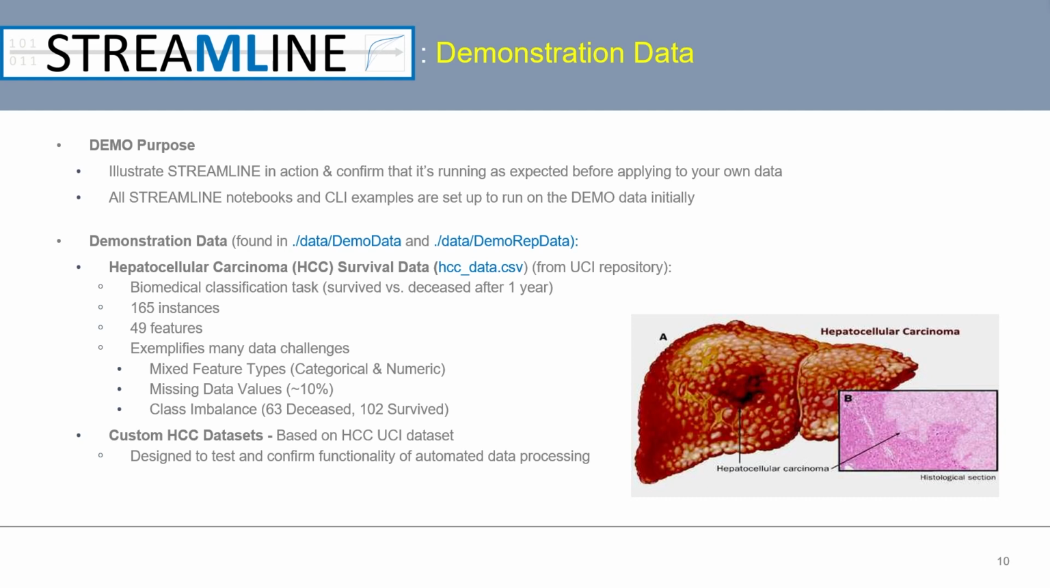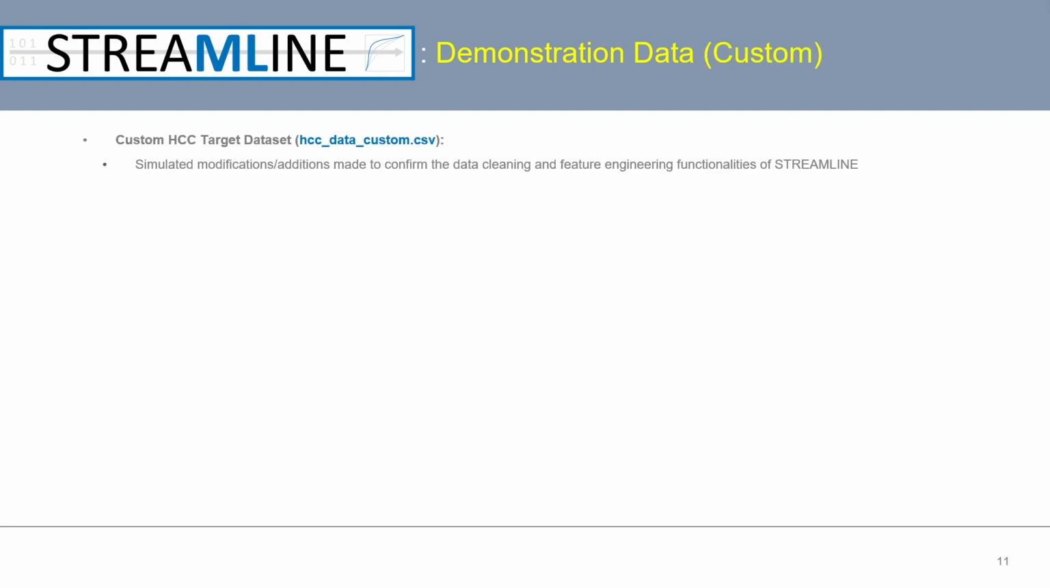The target demonstration data folder also includes a custom HCC dataset, which is based on the original UCI dataset, but was designed and simulated to test and confirm the functionality of Streamline's automated data processing steps. And along with this custom HCC target dataset, we've also simulated a custom HCC replication dataset, so that users can easily demo the entirety of the Streamline pipeline. Next, we'll go over exactly how the custom HCC target dataset was designed.